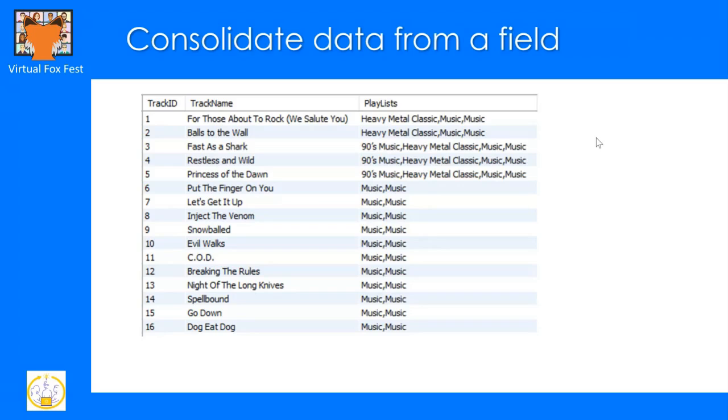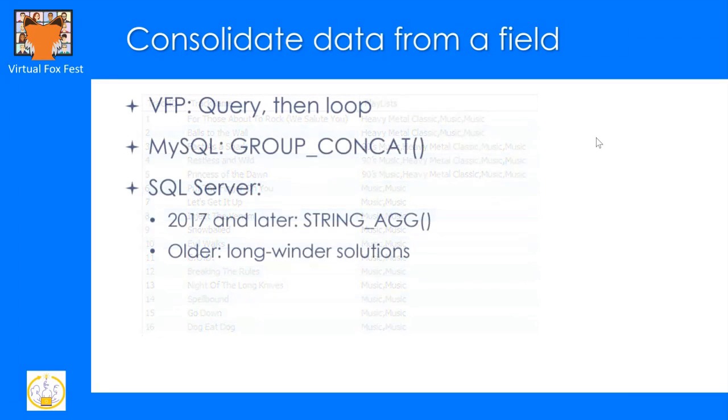But the basic idea is that you're doing aggregation and you have some field where you don't want to add or count or sum or anything like that. What you want to do is create, usually, a comma separated list. It could be separated by something else. And so the question is, how do you do that? Well, in VFP, the answer is you do the query and then you loop through the results to get what you want.